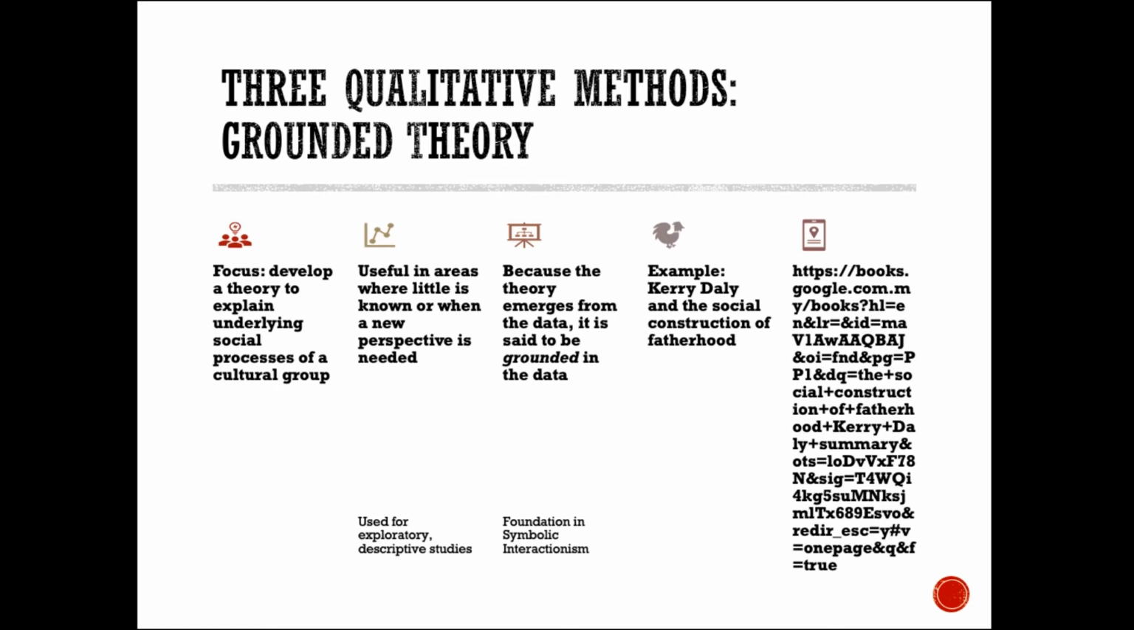Also, because the theory emerges from the data, it's called grounded theory, or grounded in the data, with a foundation in symbolic interactionism. For example, we have Cardell and the social construction of fatherhood. You can see the book on Google Books, and then you can get an idea about the book.